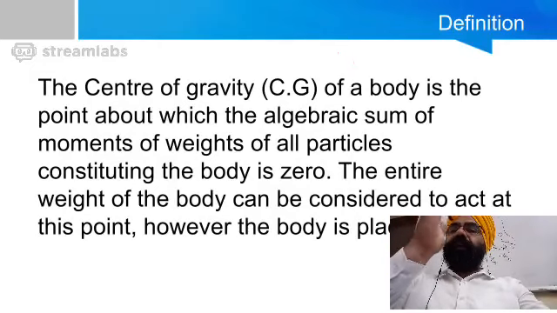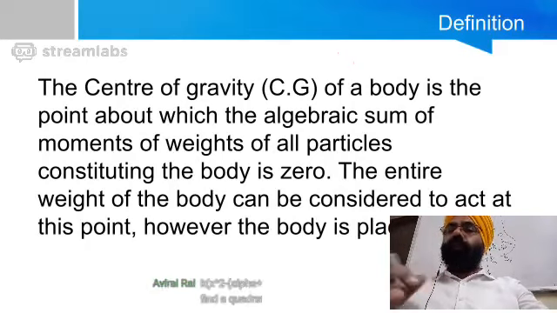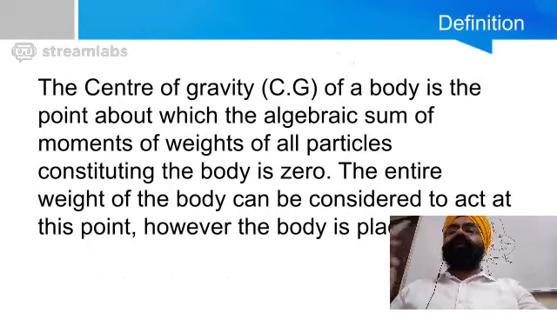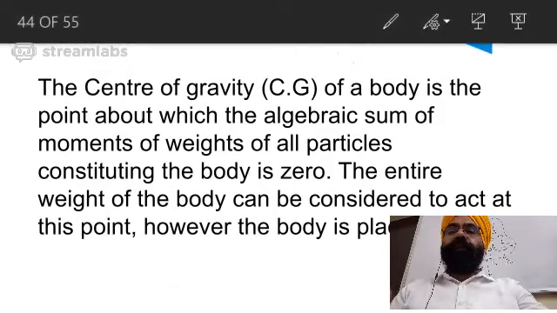Okay, so if the algebraic sum of these moments is 0, the clockwise is equal to anti-clockwise, which means their algebraic sum is 0. We have already studied that we take anti-clockwise as positive and clockwise as negative. So if they are balanced, their sum will be 0. Then this point about which the algebraic sum is 0 is known as the center of gravity of the body. I hope everybody has understood. I take you to the next slide.